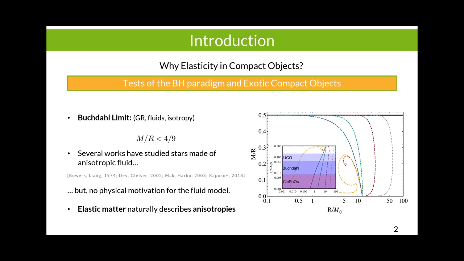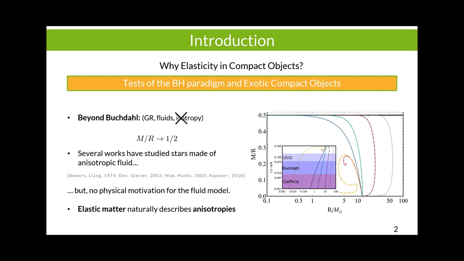And something that is very related with that is what we call the Buchdahl limit. This is a result in general relativity that says that the compactness of an object must be smaller than 4/9 under some assumptions. And these assumptions mainly are general relativity and that the matter is described by a fluid. And what people have figured out is that if you remove the assumption of isotropy, you can basically reach the compactness of the black hole using some other material models.